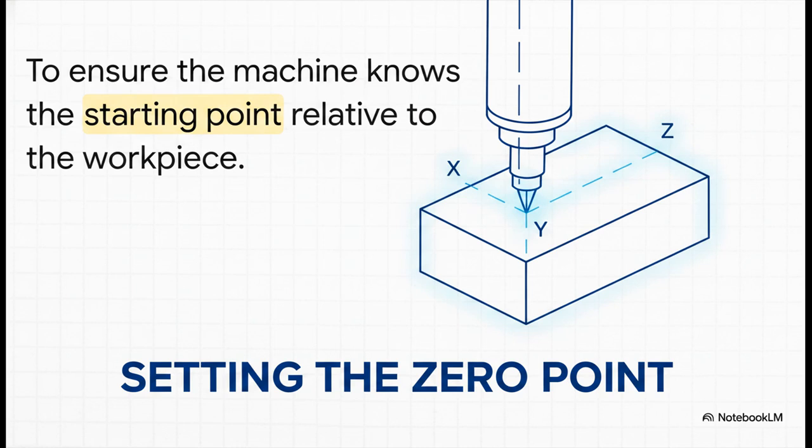Well, if you answered that it's to ensure the machine knows exactly where to start cutting relative to your material, you hit the nail right on the head. Remember, the computer doesn't have eyes. Without setting that 0 point, the machine has absolutely no idea where the raw material is located in physical space. If you understand this, you're truly getting ready for the shop floor.